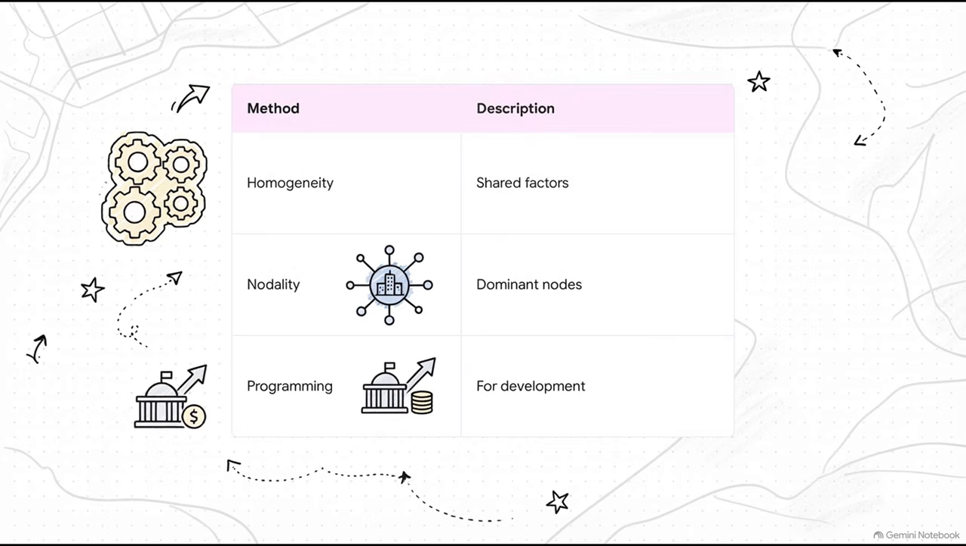First up is homogeneity. This draws a line around areas that share certain distinct factors. Think of the Rust Belt in the US, a region defined by a dominant shared industry. Second is nodality. This draws a region based on a central hub, meaning the region has a dominant city that organizes the space around it. A great example is how the entire metro area of Tokyo acts as a massive gravitational pull for the surrounding prefectures. And third is programming. This defines a region specifically as a targeted area for government or economic development, kind of like an enterprise zone.